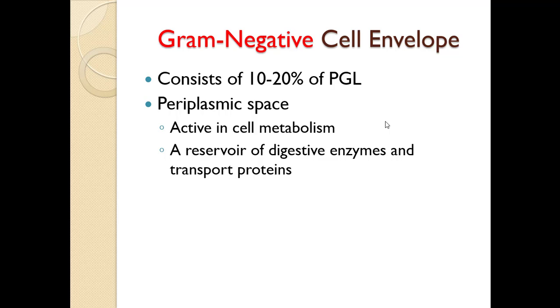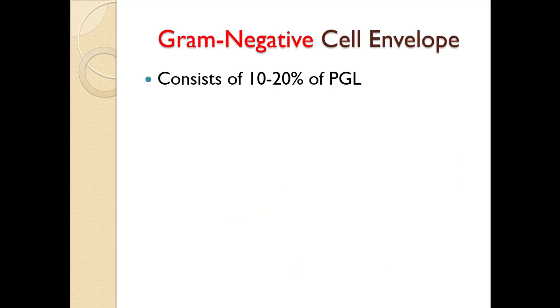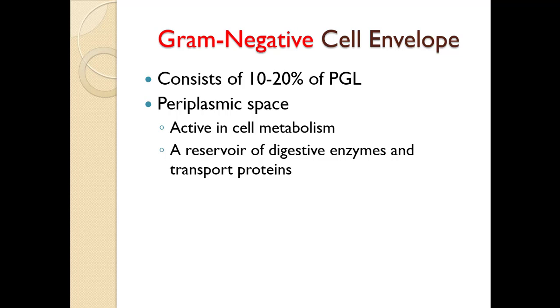Active in cell metabolism and a reservoir of digestive enzymes and transport proteins. So this is, I don't want to speak out of turn here. The periplasmic space here, as you can see, is between the cell membrane and the peptidoglycan layer. Right there. Okay. Active in cell metabolism and a reservoir of digestive enzymes and transport proteins.